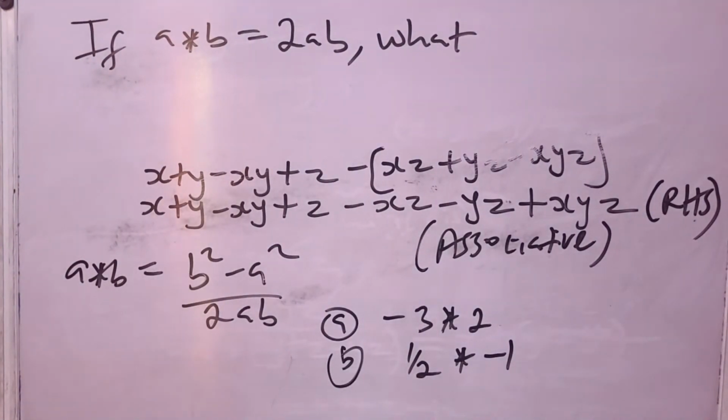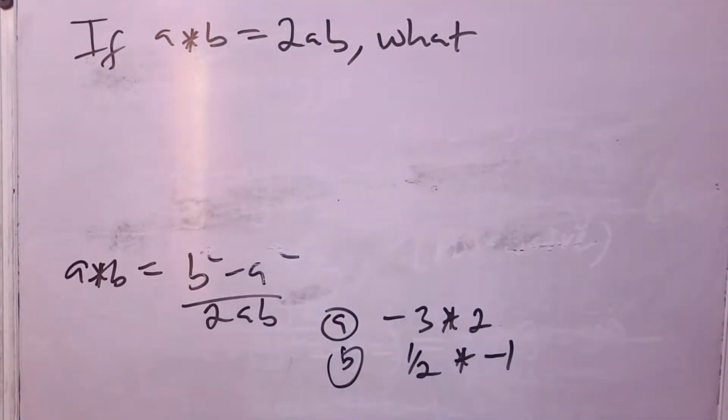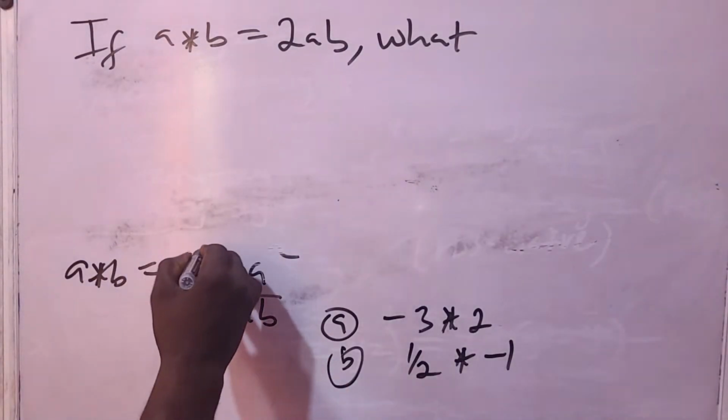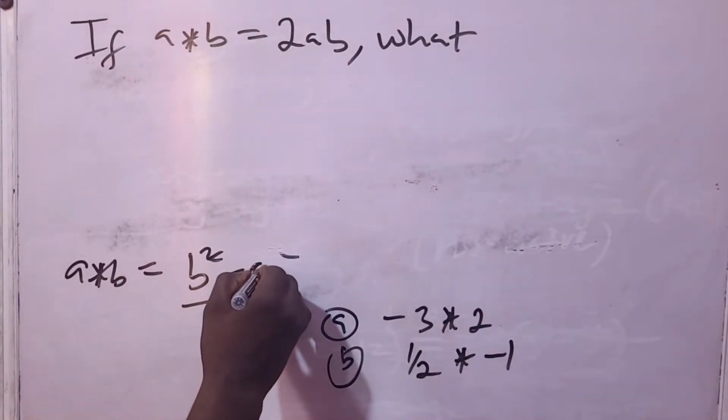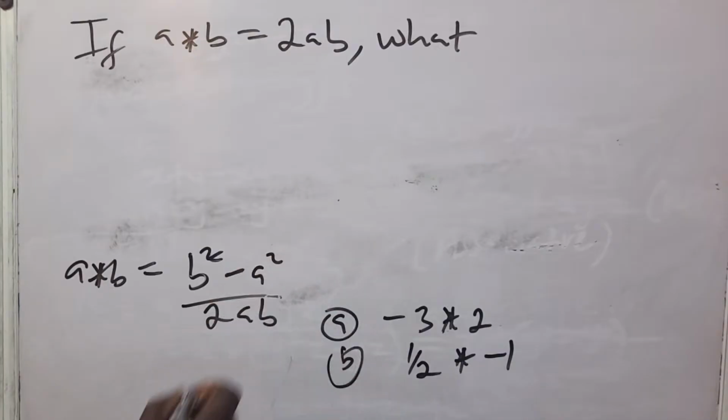Okay, so let's continue from where we stopped. We have this question right in front of us. We have a binary operation defined as b square minus a square, and then we're told to find minus 3 star 2.